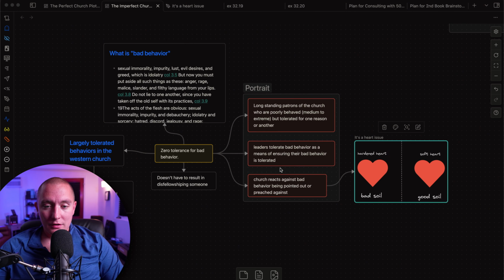Okay, let's continue on here. So church reacts against bad behavior being pointed out or preached against.